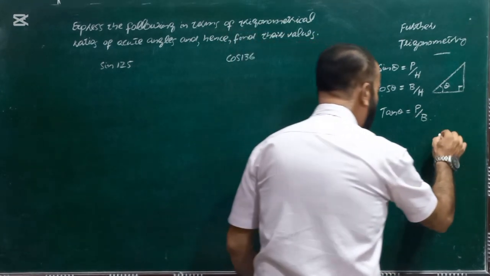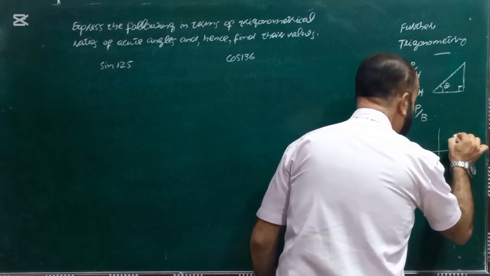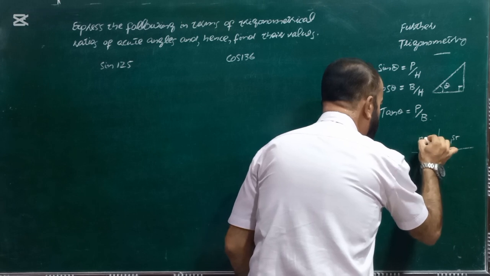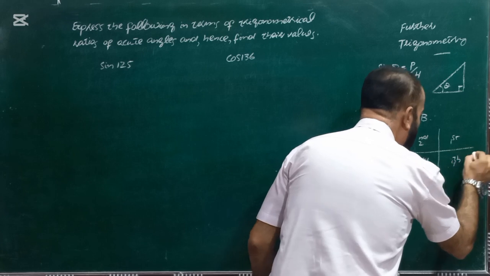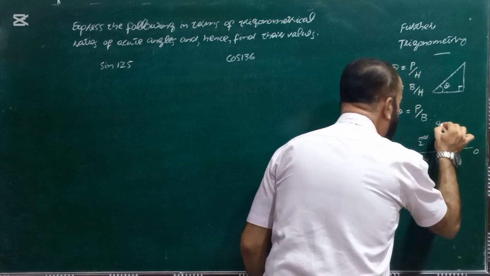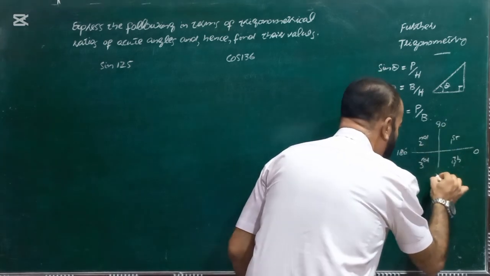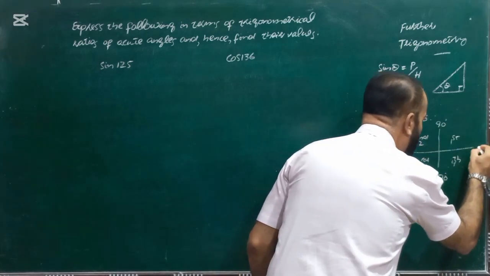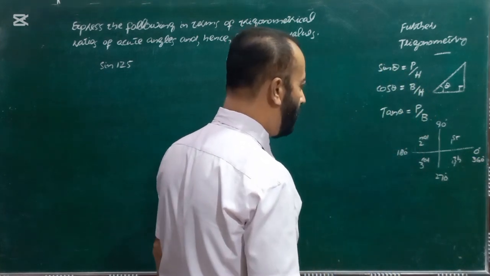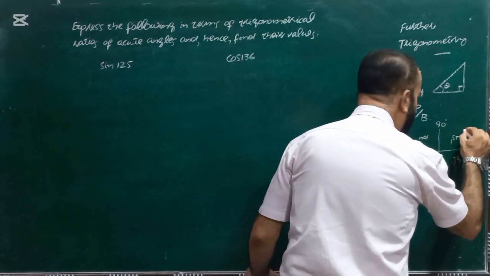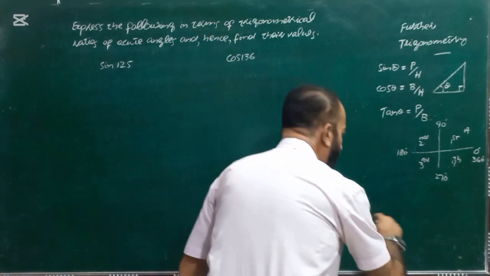The next concept is when we have quadrants. This is called first quadrant, this is second, this is third, and this is fourth. Here is 0 degree, here is 90, 180 degree, 270 degree, and here comes again 360 degree. So remember one thing, the first quadrant is, you have to remember one sentence. So I'll write it here.